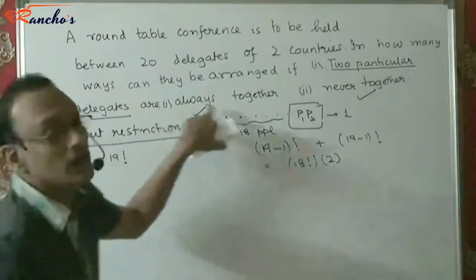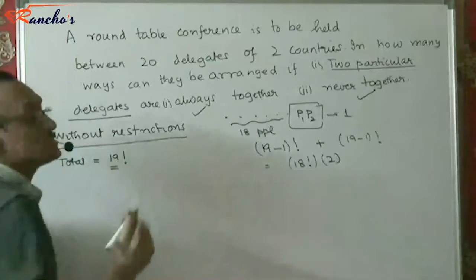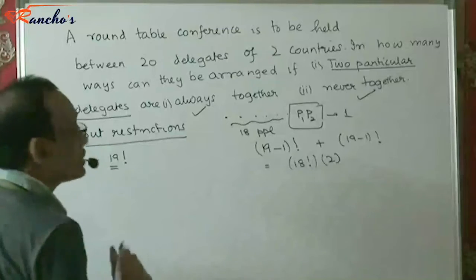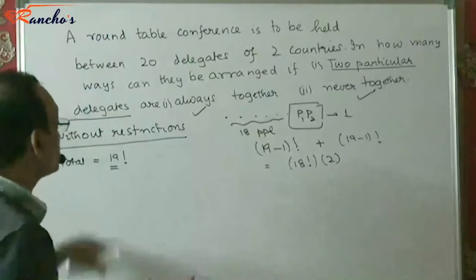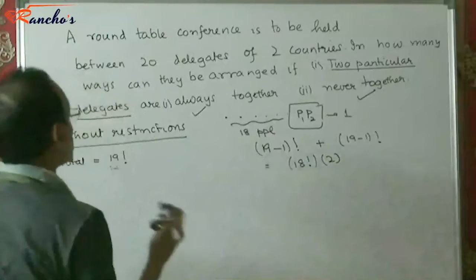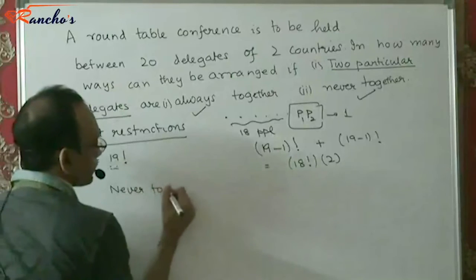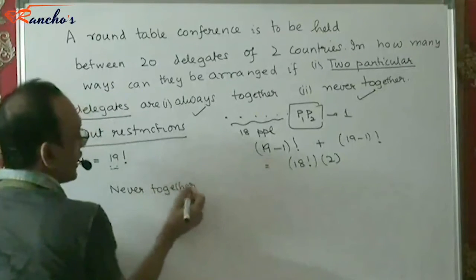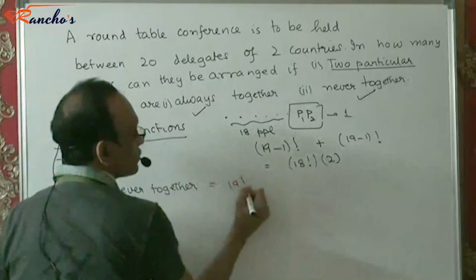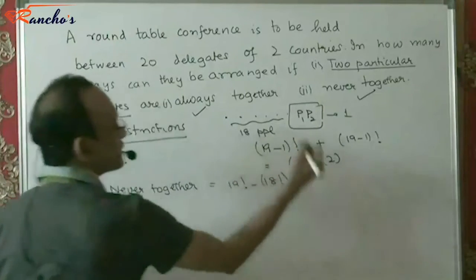So these would have been the number of cases in which they are always together. And the total number of cases would have been 19 factorial. So in the remaining cases, they will never be together, right? The total count is 19 factorial, this is the count in which they are always together, so the remaining cases, never together, would be 19 factorial minus 18 factorial into 2. That would have been the count.